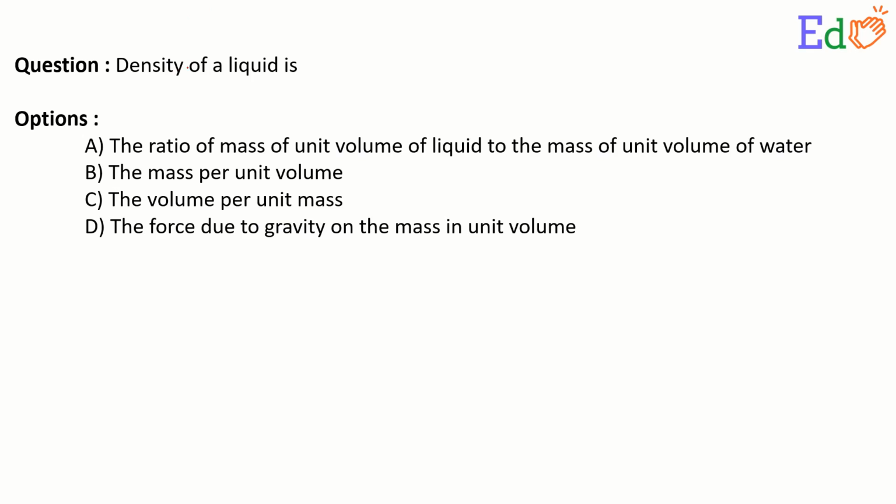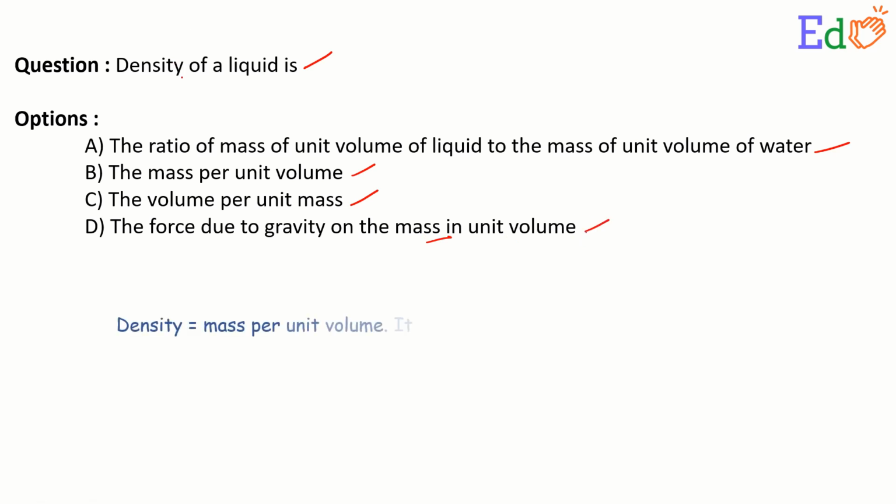Now the question here: the density of a liquid is, the options are given. Option A, the ratio of mass of unit volume of liquid to the mass of unit volume of water. Option B, the mass per unit volume. Option C, the volume per unit mass. Option D, the force due to gravity on the mass in unit volume.